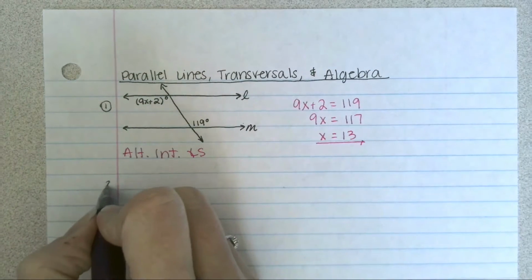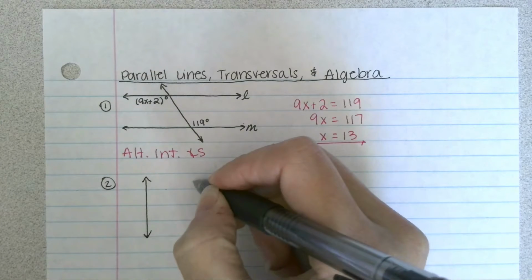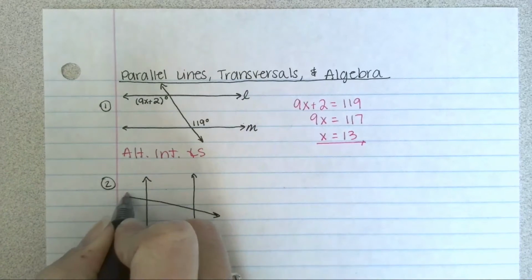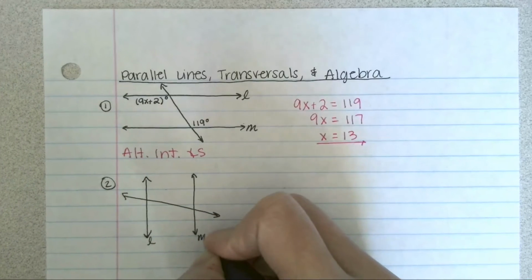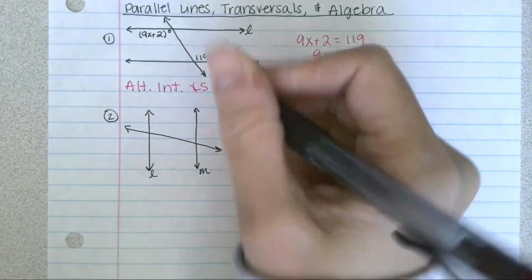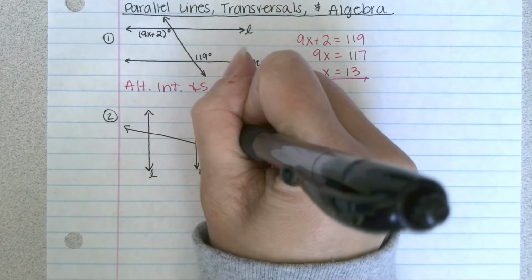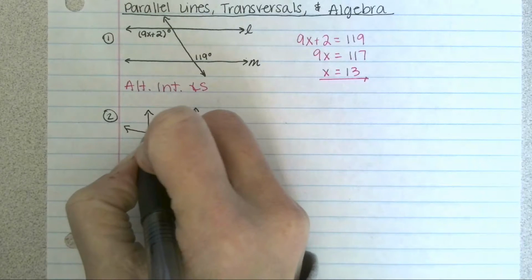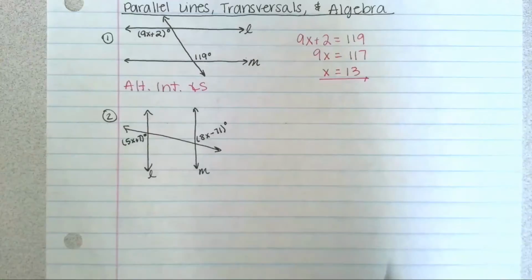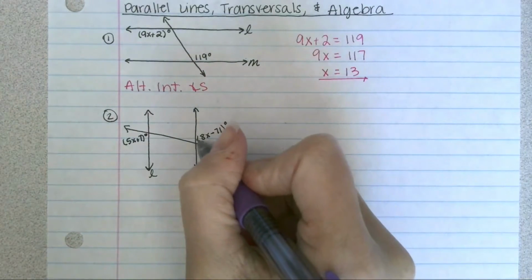Let's look at a second example. For this one, our two parallel lines are going to be vertical, and we've got this line coming through here. So this is L and this is M. L and M are our vertical lines, and then we have our transversal here. We're going to mark this angle as 8x minus 71 degrees, and then we're going to label this angle here as 5x plus 7 degrees. So those are my two angles.